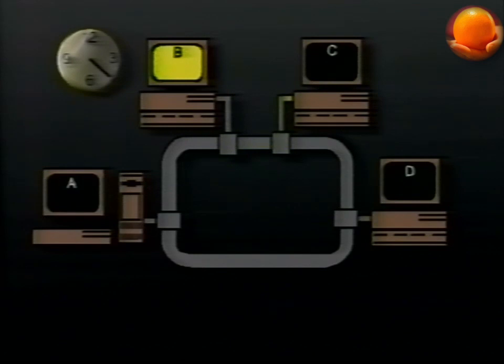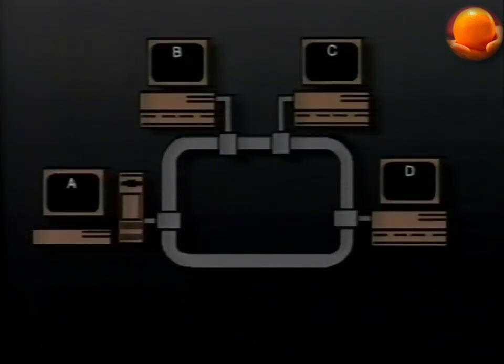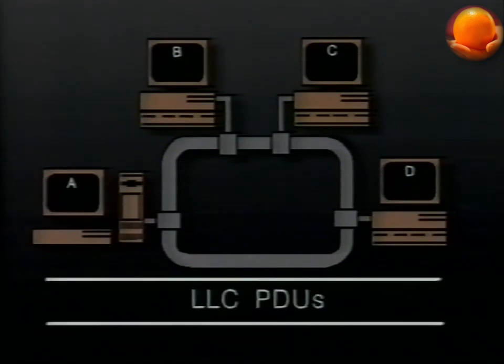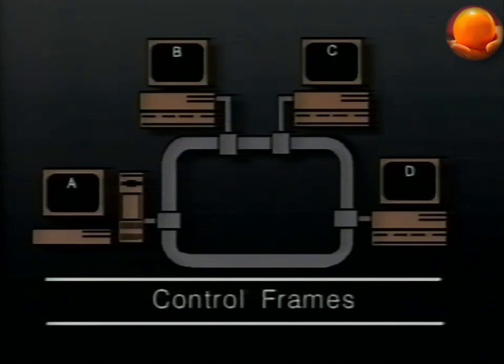When a station begins transmitting frames, it starts a timer and can then send frames until either it has no more frames to send or until the timer expires. MAC frames are of 2 types. Frames that contain logical link control protocol data units, or LLC PDUs, that were passed down from the LLC sublayer, and control frames that are generated by the MAC sublayer to control network operation.